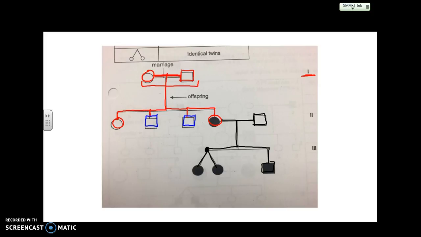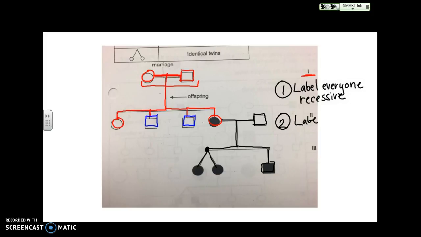I have a 3-step system in solving pedigrees. The first one is to label everyone you think is recessive, recessive, so with the 2 recessive alleles. The second one would be to label the other individuals with a dominant allele.